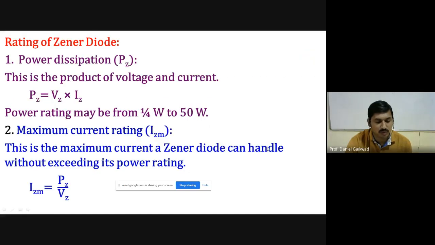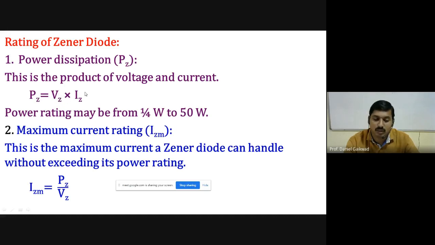Now check carefully, we have certain other points. What is the rating of the Zener diode? Number first is the power dissipation. We have the general formula for power. Power, as we already know in electricity, is the product of voltage and current. So Pz, the power of the Zener diode, is equal to Vz into Iz.